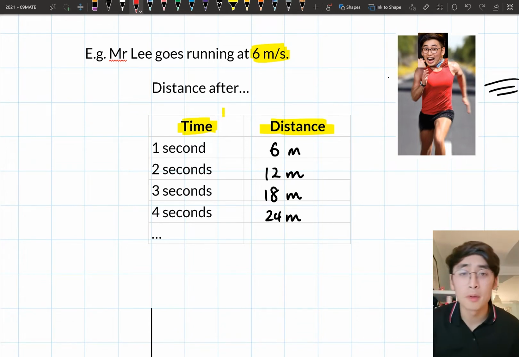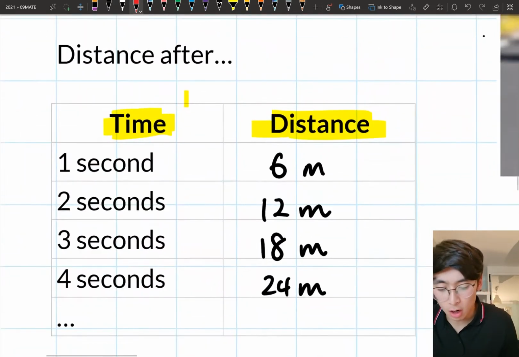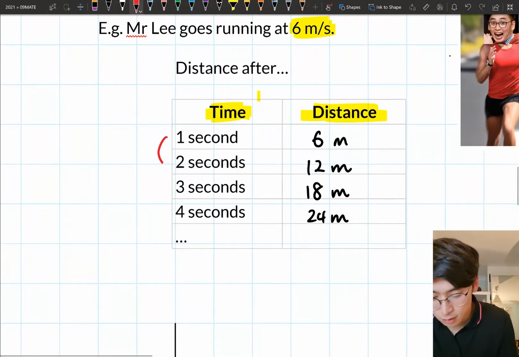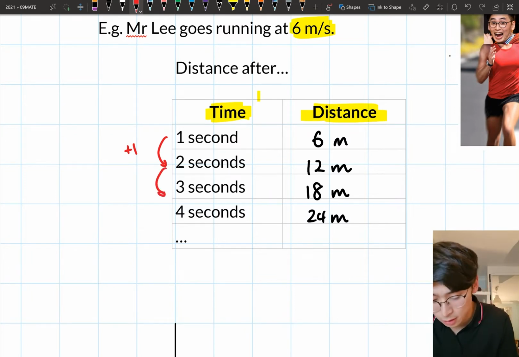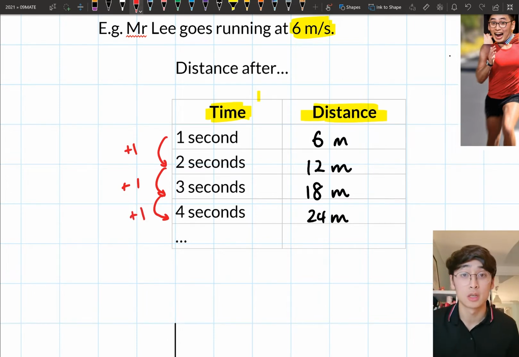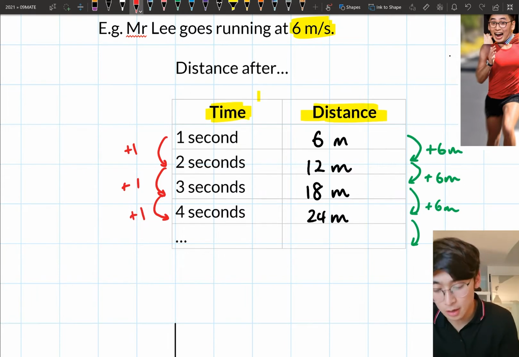Okay, so let's actually talk about what's happening here. Let's talk about the time column first. Every time I go down in my time column, I'm adding on 1 second. Hopefully you guys can see that. So between 1 to 2 seconds, I add 1 second. Between 2 to 3 seconds, I add 1 second. Between 3 to 4 seconds, I add 1 second. And in my distance, what happens as I go down my table? Every time I'm adding 6 meters. I'm adding 6 meters. I'm adding 6 meters. And this pattern would hopefully continue if I keep that pace.